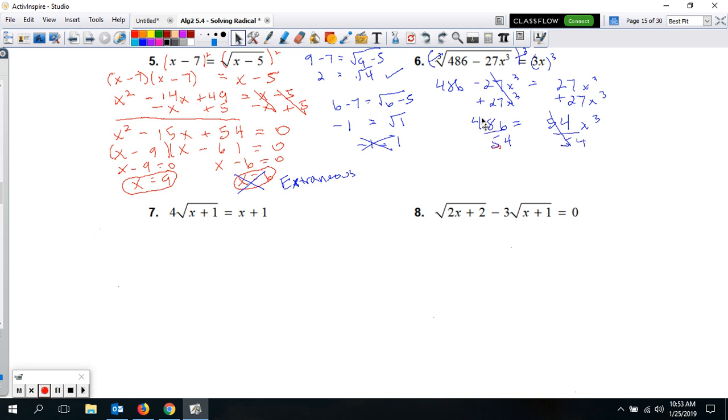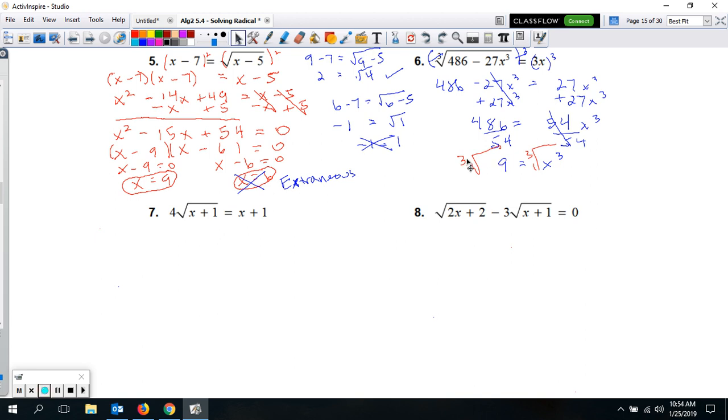Maybe on the calculator you can do this. 486 divided by 54. Find out what that number is, and that's 9. So now we have x to the third equals 9. We're still trying to find out what x equals. So to get rid of the third power, we need to undo it by doing the third root, or the cube root. So I got to take the cube root now of both sides. And when I do that, this will come out and it'll just be x, and we'll have the cube root of 9.